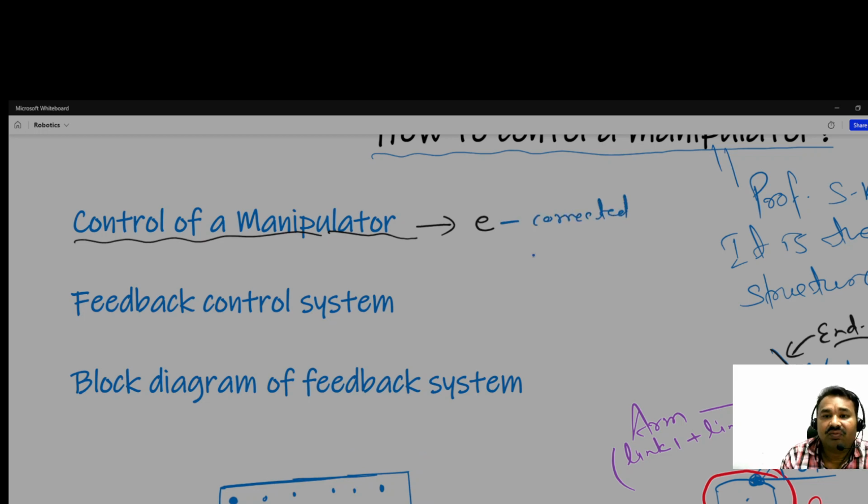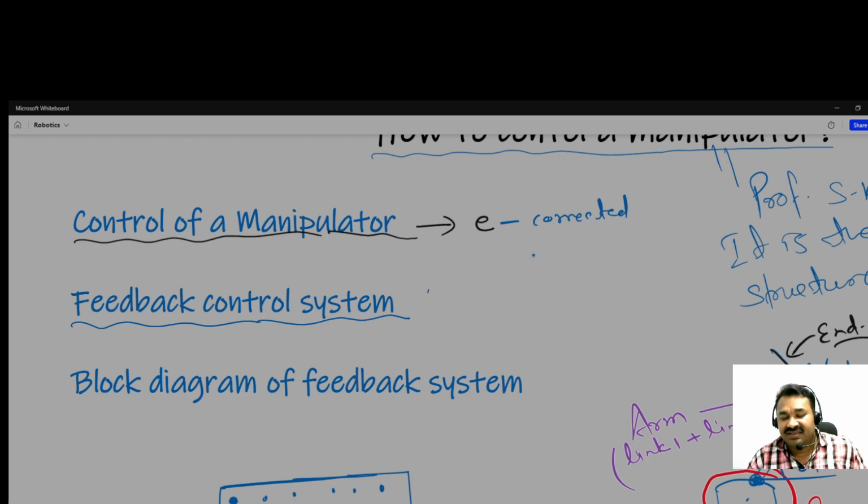But with the help of what? With the help of the feedback control system. Okay, so the feedback control system, what is this? It matches the error. This error is measured by the sensor and by the comparator. It is compared and then it is modified.